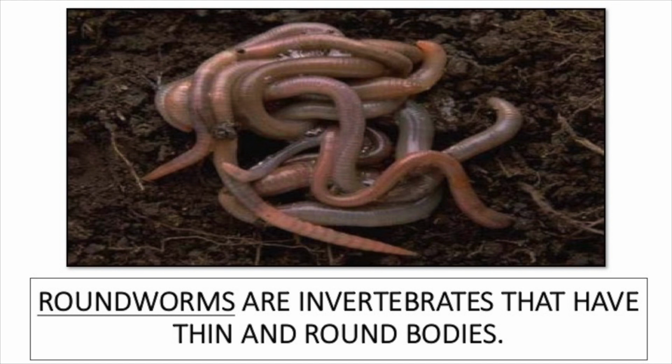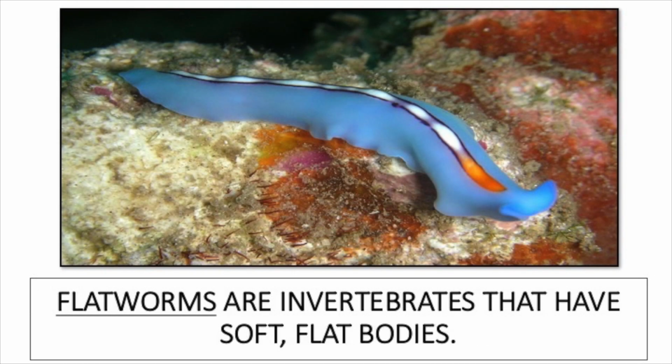Then, roundworms are invertebrates that have thin and round bodies. Yes, but these aren't like annelids. They don't have little segments to pull apart. They just have one long, slimy body. And then another type of worm, flatworms. Yes, not roundworms. These worms are flat. So we call them flatworms. Invertebrates that have soft, flat bodies. But I think they actually look quite nice. Nice colours. You can see we have sky blue, orange, and white. Look quite pretty.